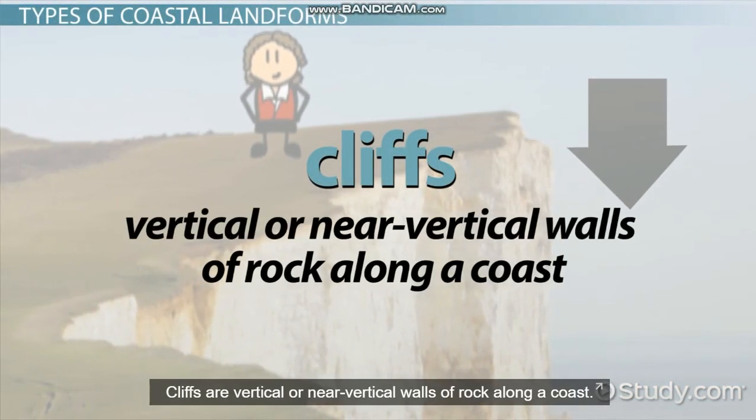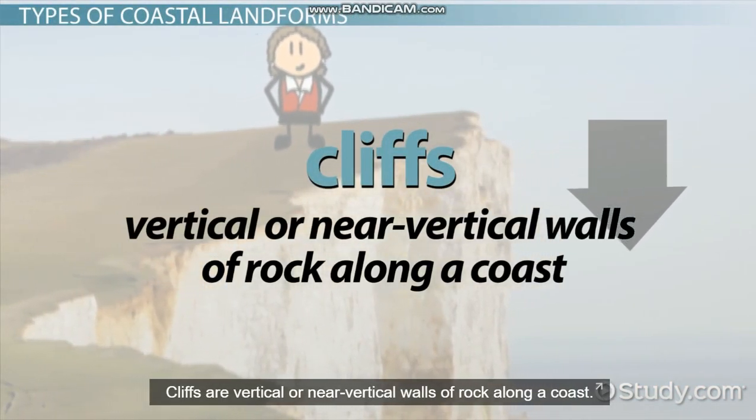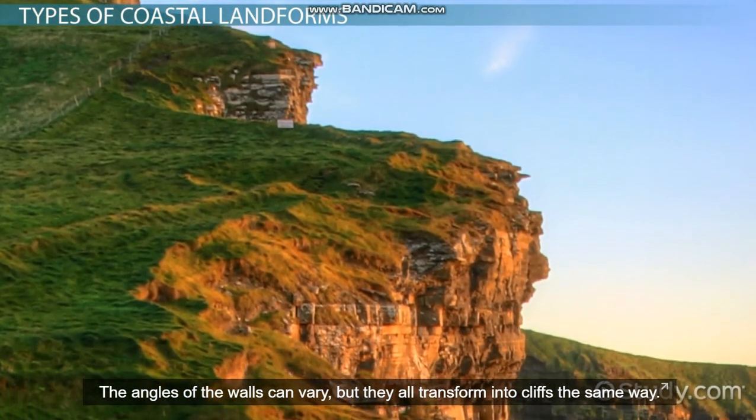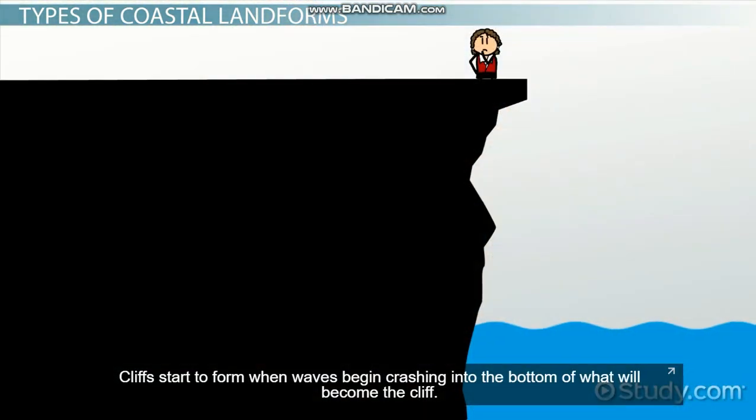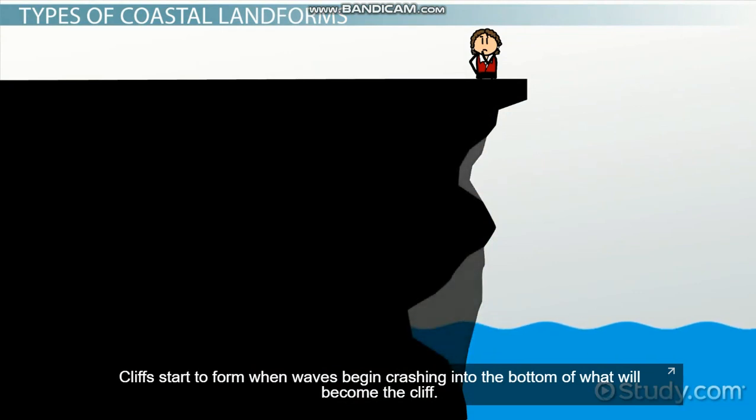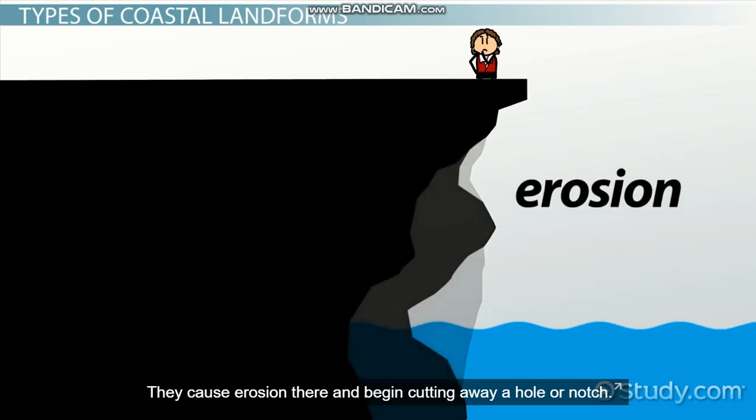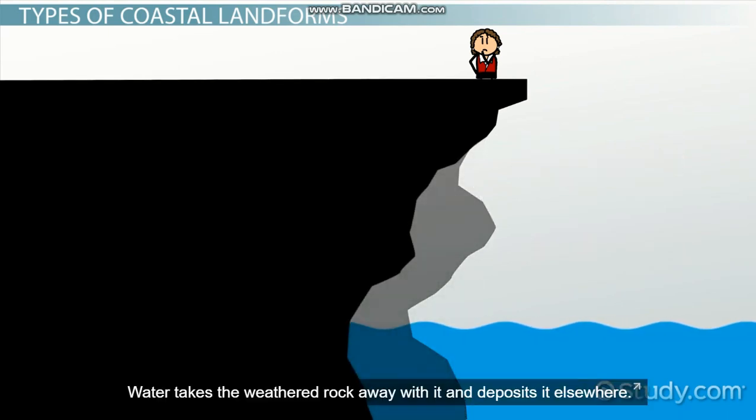Cliffs are vertical or near-vertical walls of rock along the coast. The angles of the walls can vary, but they all transform into cliffs the same way. Cliffs start to form when waves begin crashing into the bottom of what will become the cliff. They cause erosion there and begin cutting away a hole or notch. Water takes the weathered rock away with it and deposits it elsewhere.